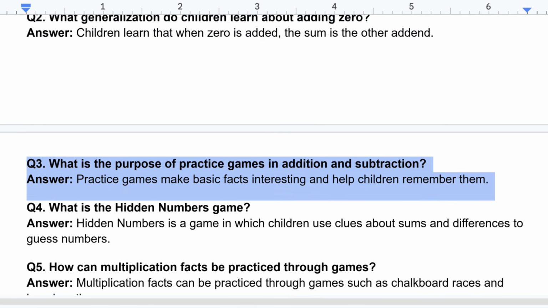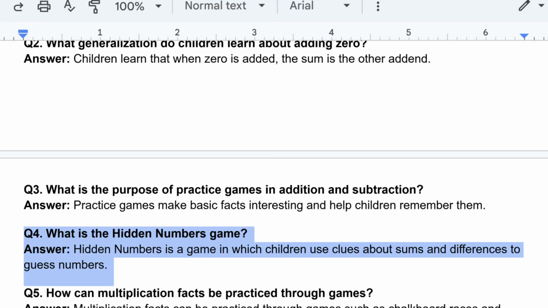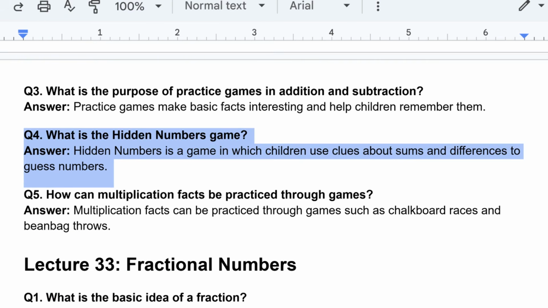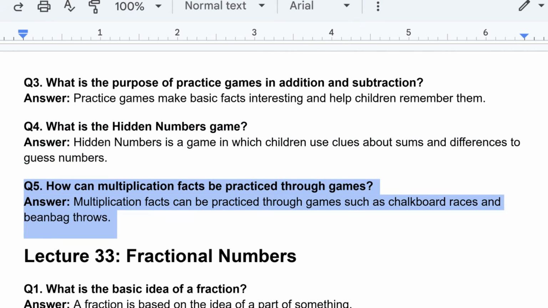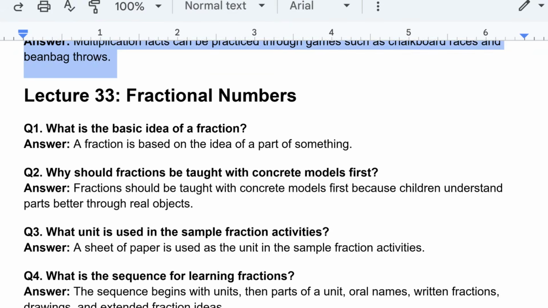What is the purpose of practice games in addition and subtraction? Practice games make basic facts interesting and help children remember them. What is the Hidden Numbers game? Hidden Numbers is a game in which children use clues about sums and differences to guess numbers. How can multiplication facts be practiced through games? Multiplication facts can be practiced through games such as chalkboard races and beanbag throws.